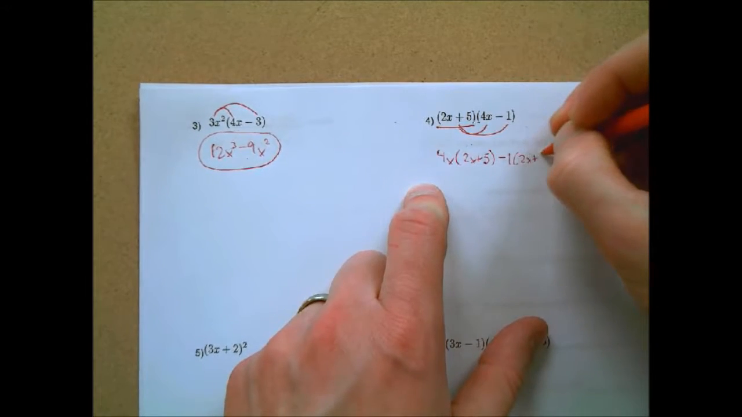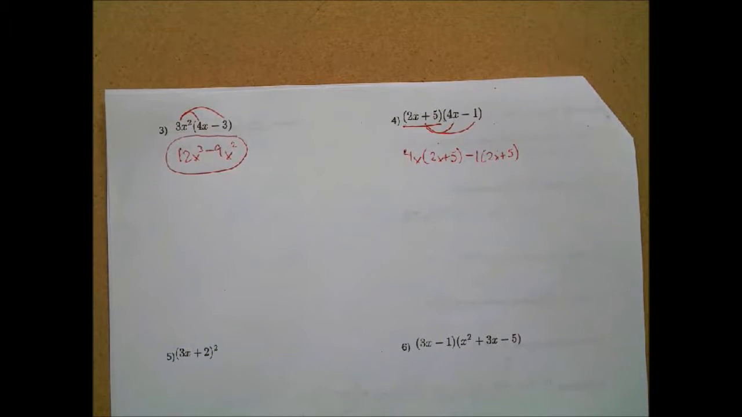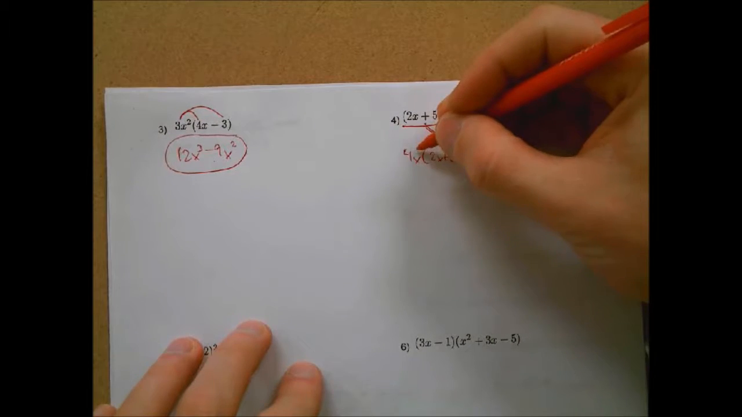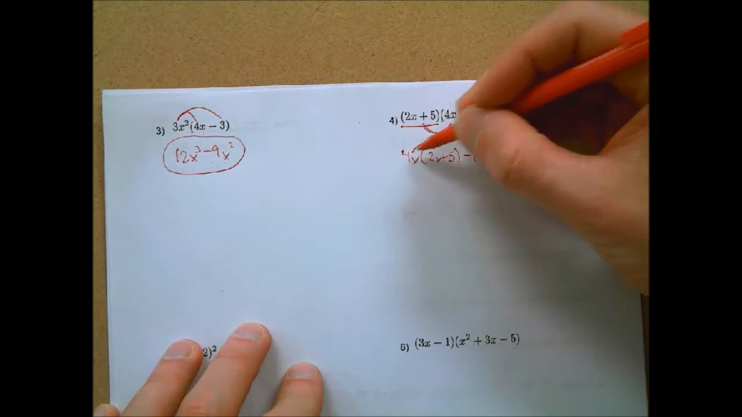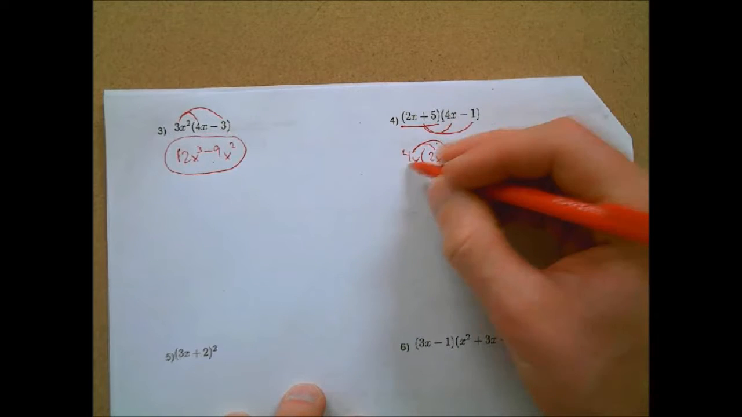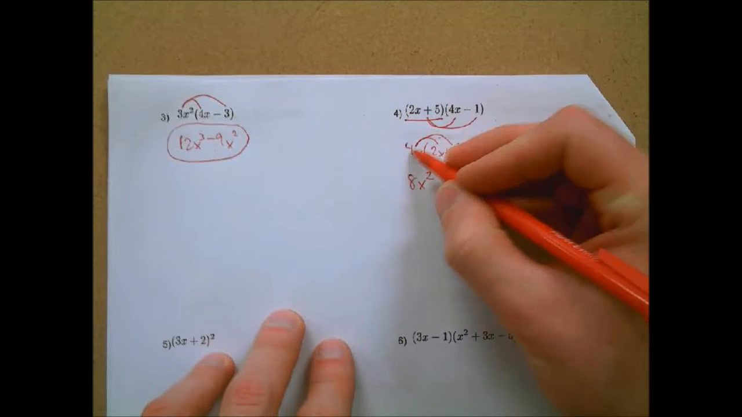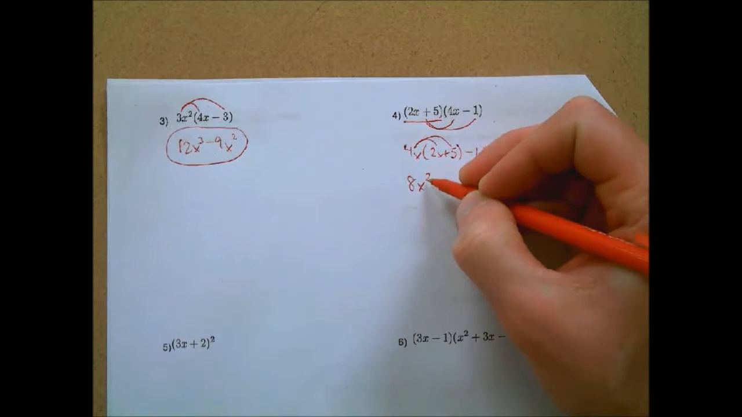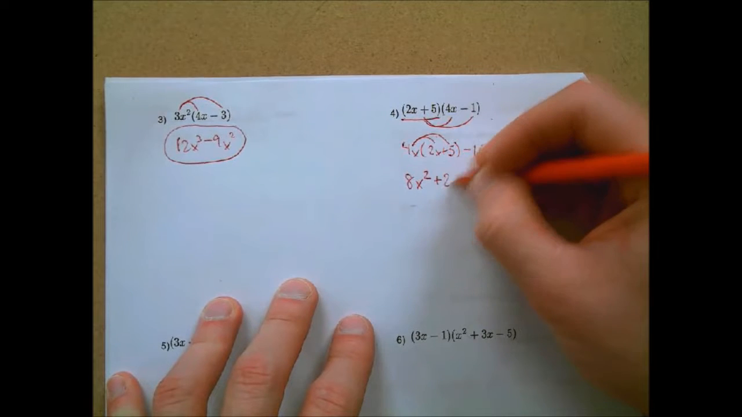Okay? What do we now have to do, Mark? At this point, we still have to do one more thing. What's that? Distribute again. So 4x times the 2x. 4x times the 5. So yeah, 4x times 2x is 8x squared, because it's 4 times 2, 8, x times x is x squared, right? Mark, 4x times 5, what's that going to give us? 20x. Very good.